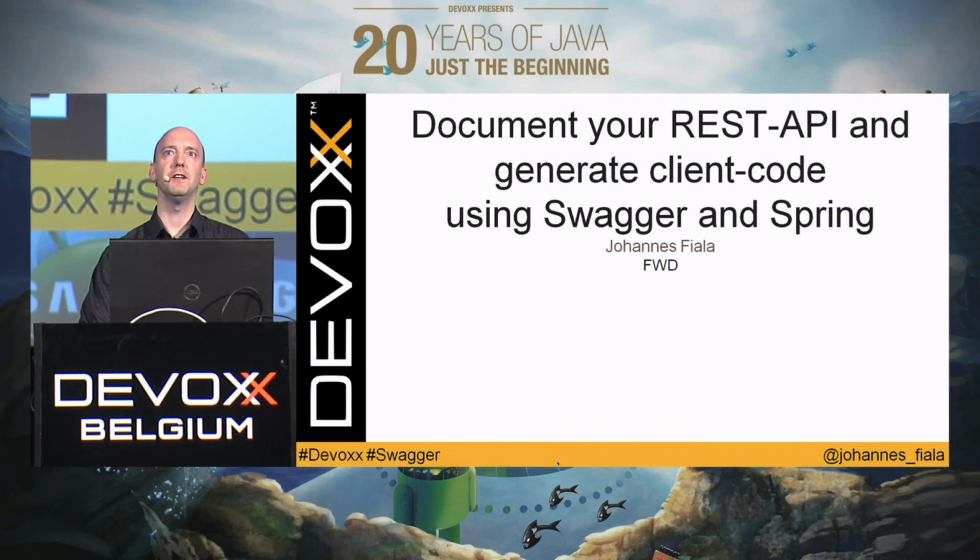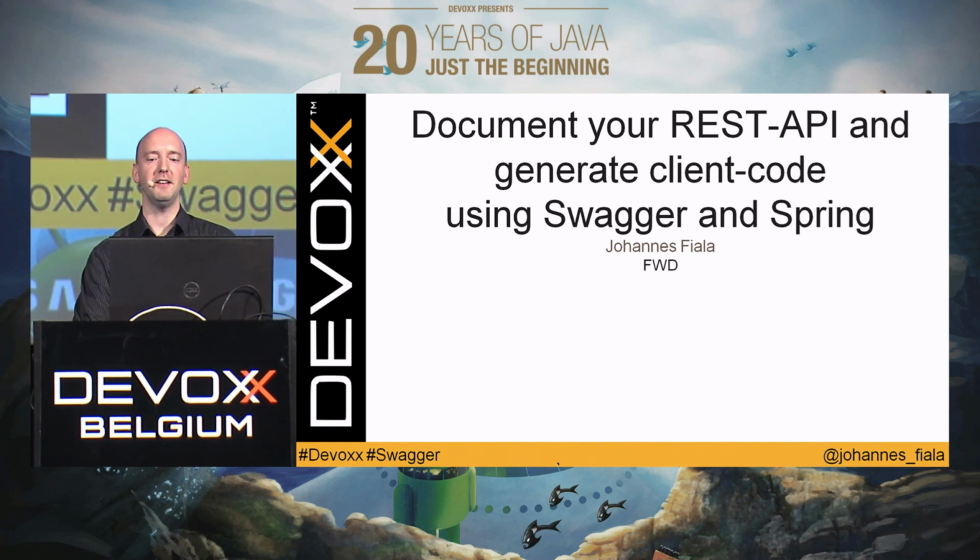My name is Johannes Fiala, and I will speak about how you can document your REST API and generate client code using Swagger and Spring.